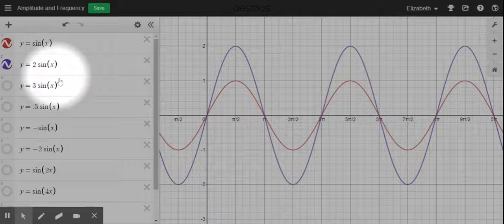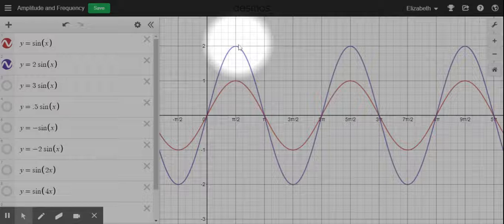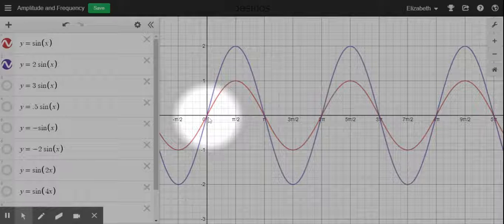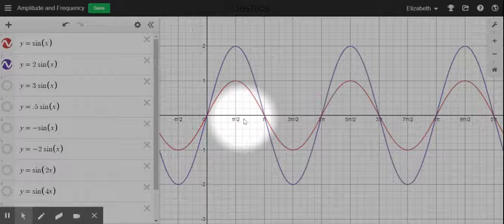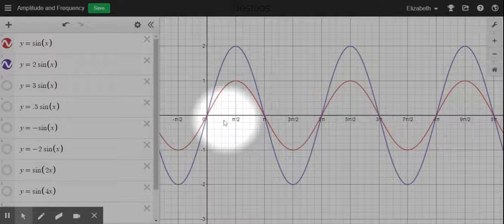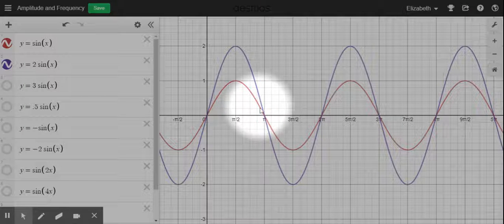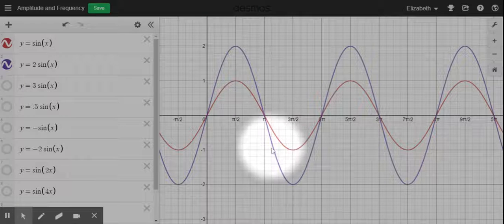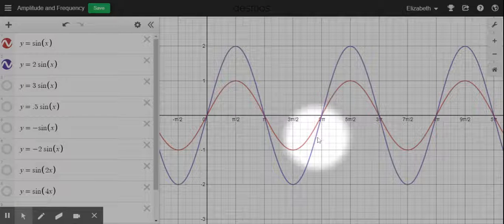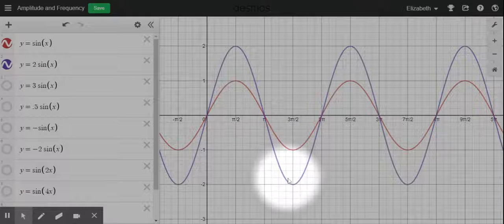Let me turn that one on, and you can see when we turn on the 2 sine of x, it's this bluish purple color. I want you to take note of a couple of things. One, it starts and stops at the same place. That does not change. It starts at 0, goes up, now it goes up to 2, comes back down and still crosses at pi, goes all the way down to -2, comes back up and still crosses at 2 pi. So how long it takes to get from 0 to 2 pi does not change. It's going higher and lower.